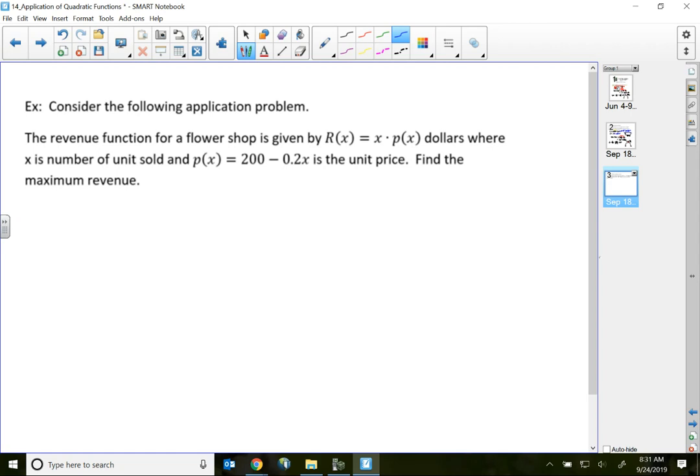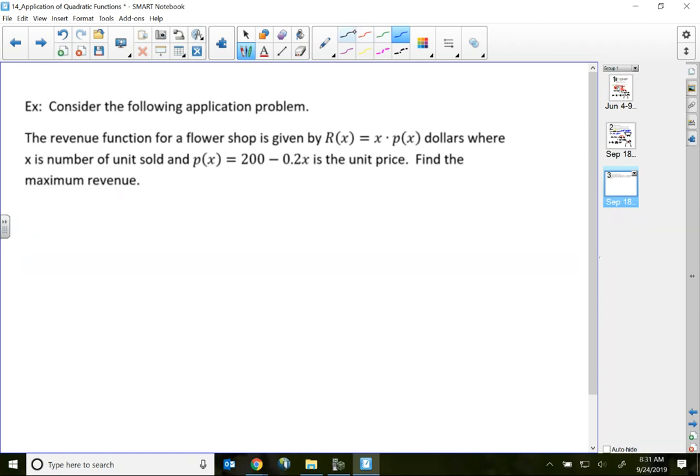The revenue function of a flower shop is given by this function called R of x. So R represents the word revenue. Whenever you are given a model, which is what we call this, make sure you know what each variable represents. R of x represents the revenue, so the y value of this function is the revenue in dollars, where x is the number of units sold. So the variable x represents how many are sold. P of x is the unit price. So my unit price function is 200 minus 0.2x.